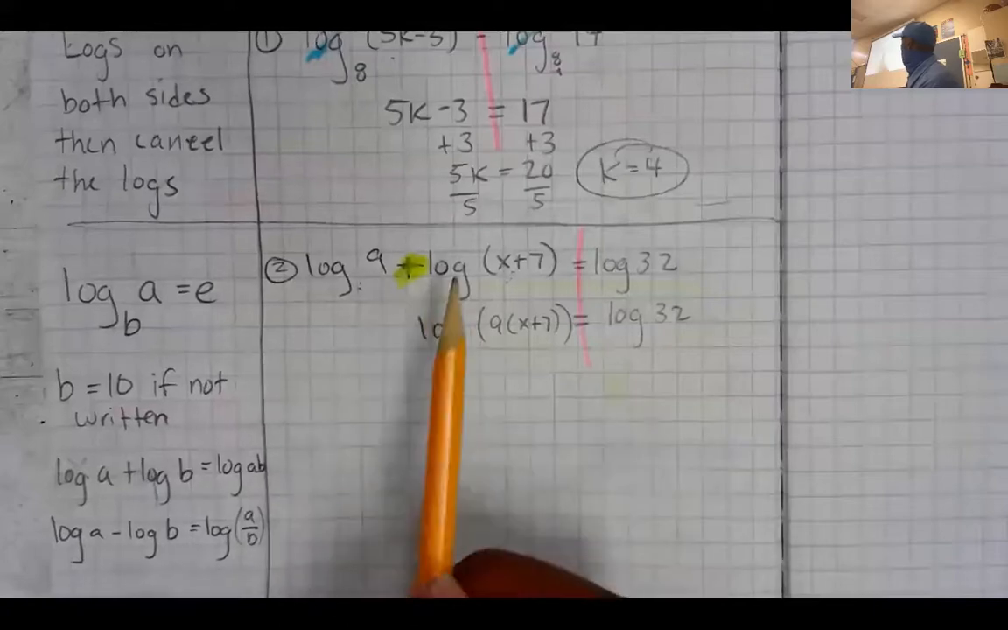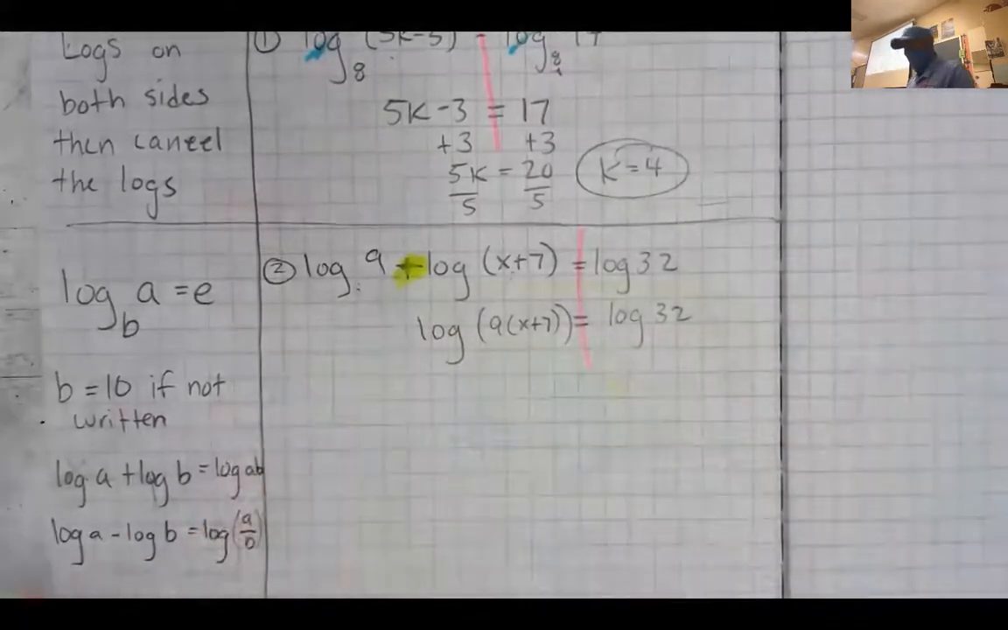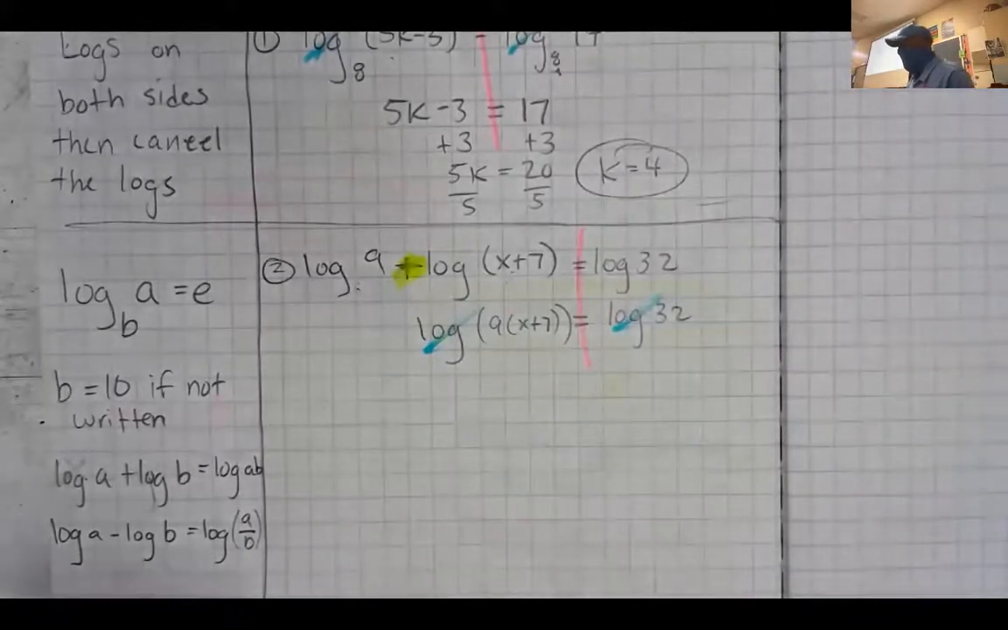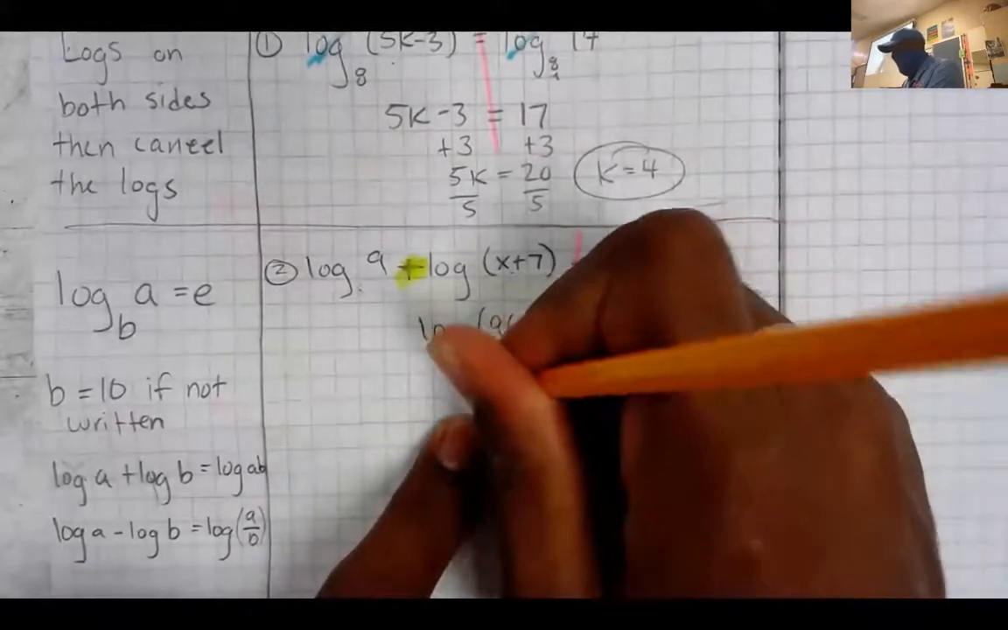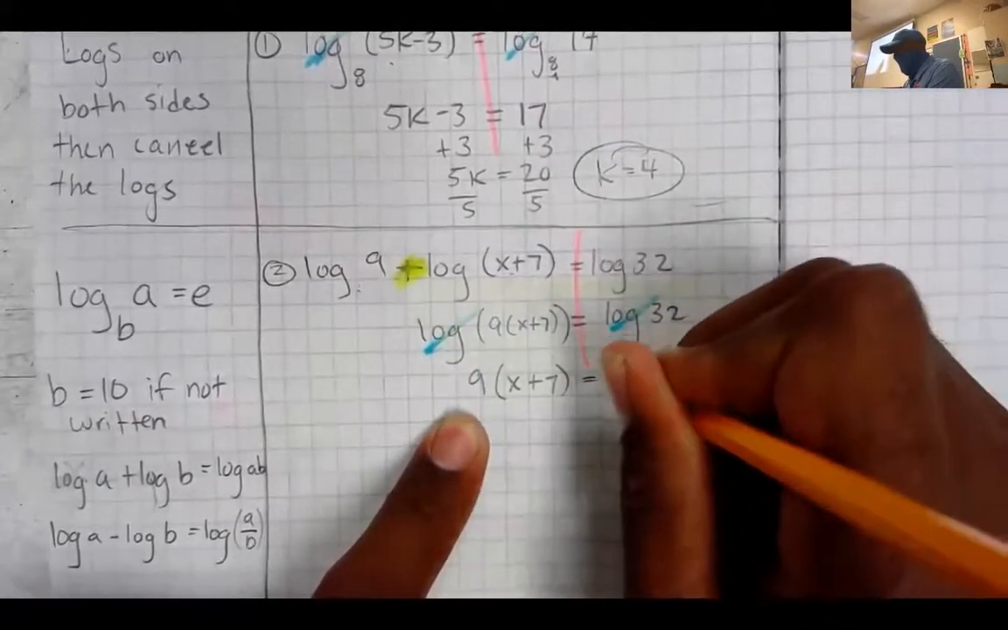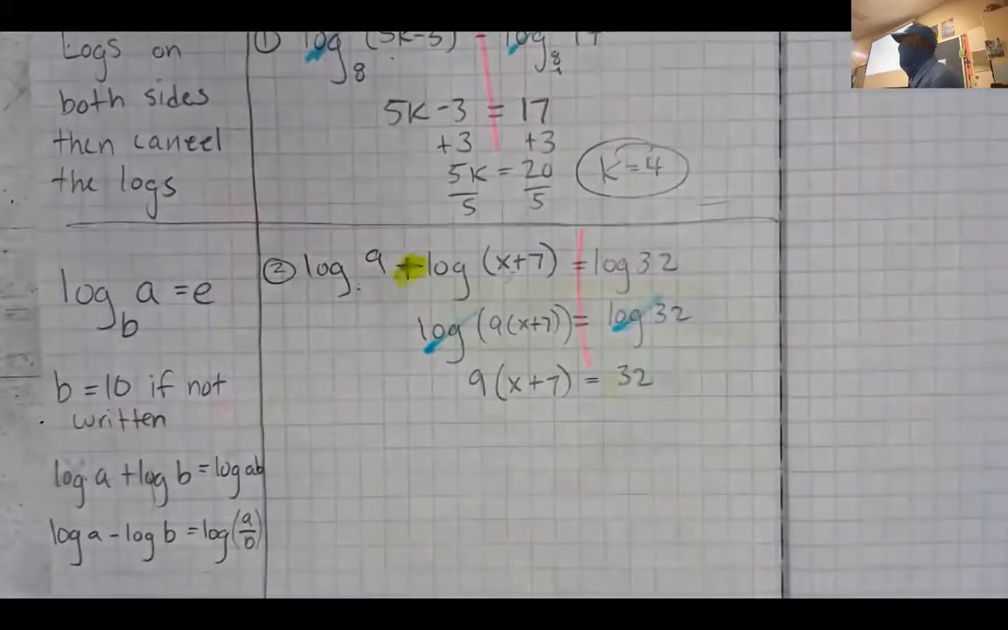Now you notice that we have single logs on both sides, right? So now we can drop these off. Once you have a single log on both sides, I can drop that off. Now I just have 9 times x plus 7 equals 32. And now we just simplify and solve that.